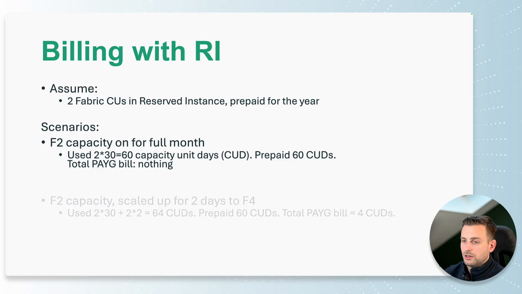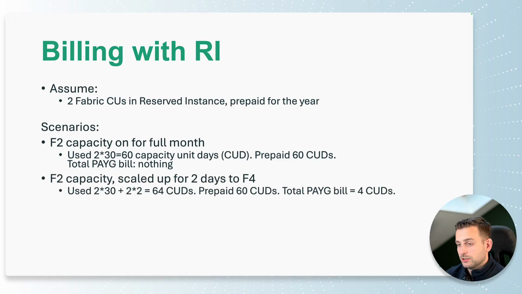So another scenario would be having an F2 capacity that is on for the full month, scaled up for 2 days to an F4 capacity. So then we will have used 2 compute units for 30 days and 2 additional compute units for 2 days. And mind you, we do not use 4 additional units for those 2 days because we already have an F4. We only bump up an additional 2 compute units. So in total, we will have used during that month 64 CUDs.